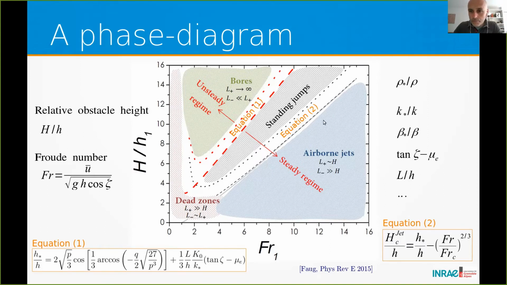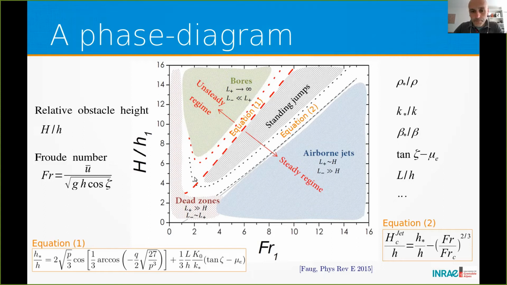And below equation 2, you will have big airborne jets without any jump propagating upstream at very high Froude number. And if you increase the wall height, the energy of the jet will decrease. They will be smaller and smaller, and the jump will be able to propagate upstream and reach a steady condition, forming a standing jump in the gray area here. And if you increase again the wall height, overflow will be prevented. You don't have overflow downstream, and the jump will propagate upstream, and you will form a bore in an unsteady regime.